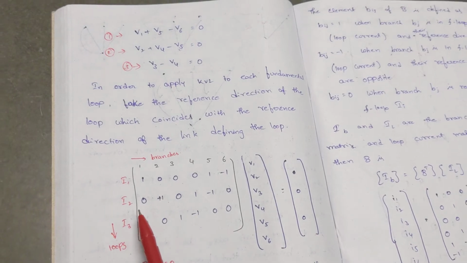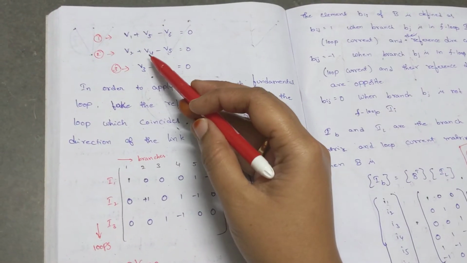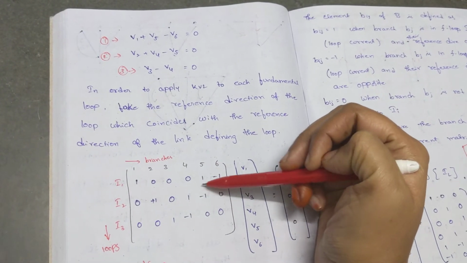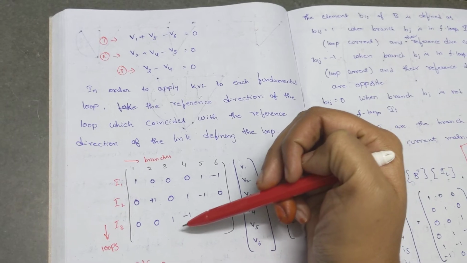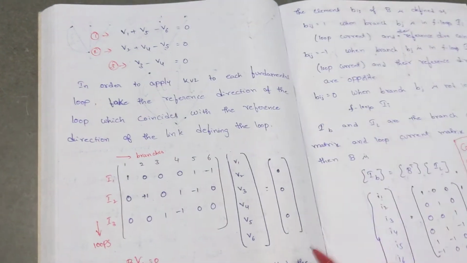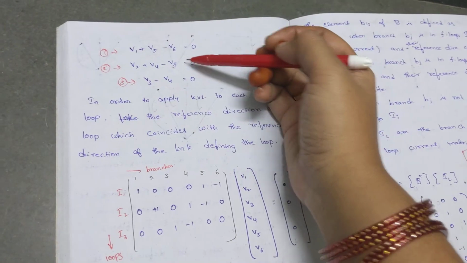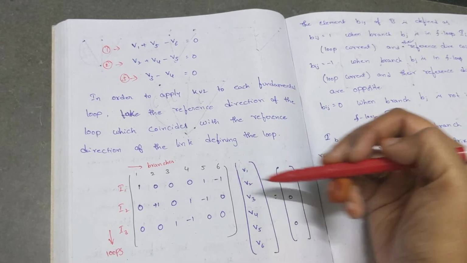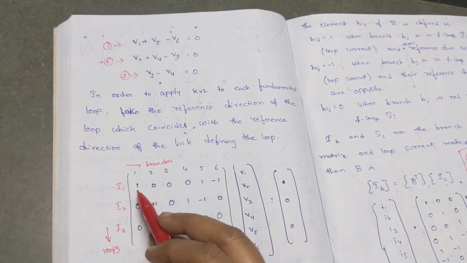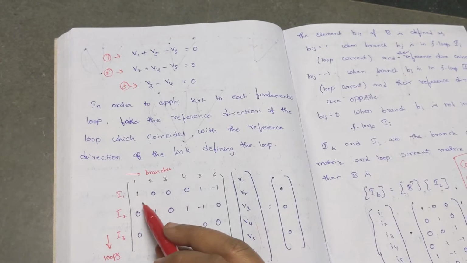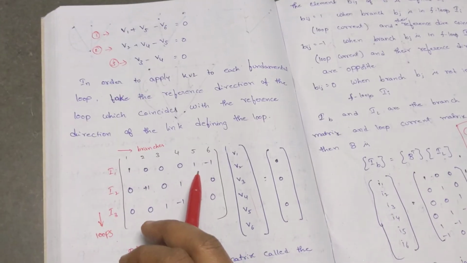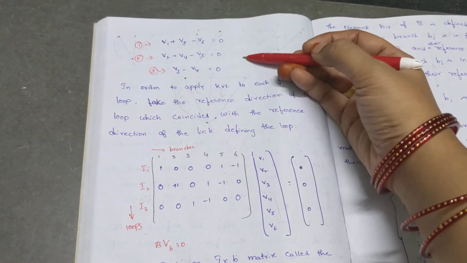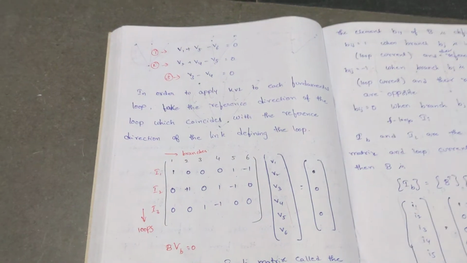And likewise for the second loop, V2, V4 and V5 are available. V5 is negative. And the third loop, V3 and V4. So I'm just writing these equations in matrix format. In total I'm seeing 6 branches and 6 voltages. If I multiply this, V1 plus V5 minus V6, I get the same equation. So I'm writing these equations in the form of a matrix.